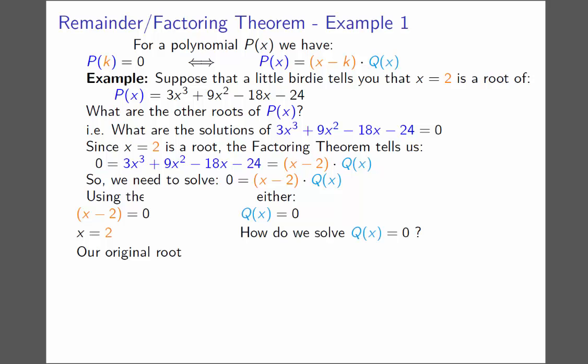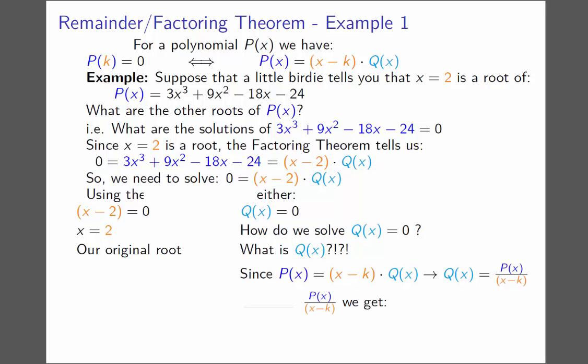But how do we solve q of x equals 0? We don't even know what q of x is. But since p of x equals x minus k times q of x, we can rewrite this to find q of x as p of x divided by x minus k. Now we can compute p of x divided by x minus k by using our long division. If you'd like to see the steps of this done out, click the purple link to the left now.